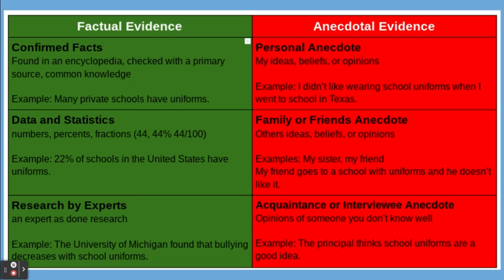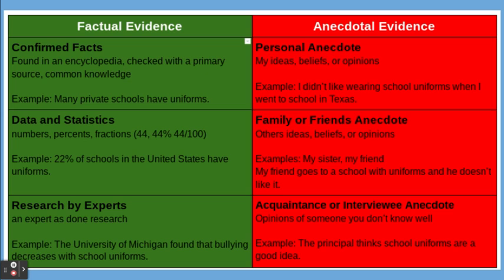The other side is anecdotal evidence, where it comes from you or maybe someone you know. So the three categories there are personal anecdote, family or friends anecdote, and acquaintance or interviewee anecdote. So here's the definition and example for personal anecdote. It's your beliefs, my ideas, my opinions. So an example of school uniforms would be a student saying, well, I didn't like wearing school uniforms when I went to school in Texas. I would prefer not to wear a uniform. I like not having to wear a uniform here, maybe with the school I'm at now.